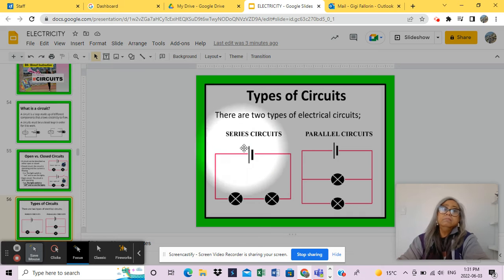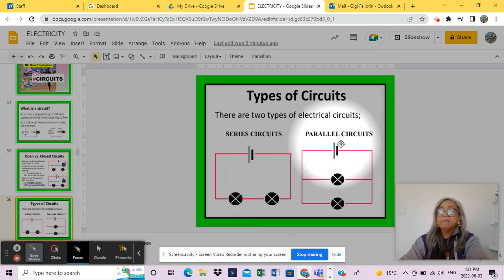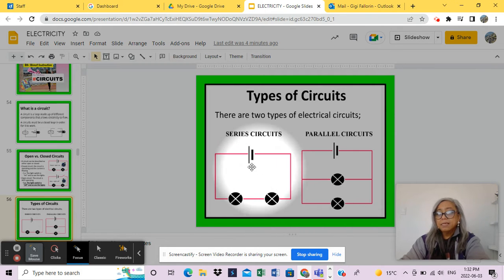Now, there are two types of electrical circuits. What we call series circuits, and the other one would be parallel circuits. So take a good look at the diagram here and this one. What did you notice? So this is kind of like one simple loop. Loop means to go around. And if there is a break, chances are this is what we call a parallel circuit.